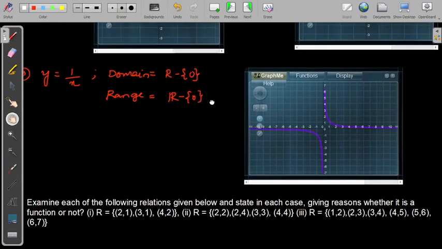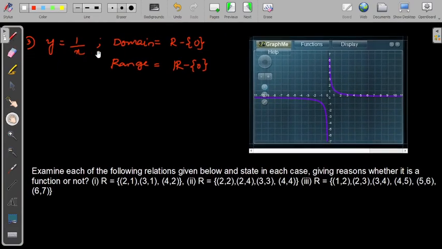Take one more function, that is y equal to 1 by x. We have to find the domain of the function and the range of the function. See, in this case, y equal to 1 by x, I can give any real number as input except 0, because if I give 0 as the input, it becomes 1 by 0, which is not defined. 1 by 0 is infinity, which is not defined. Therefore, from the entire real numbers, I have to subtract that one particular real number, that is 0. So that is called its domain.